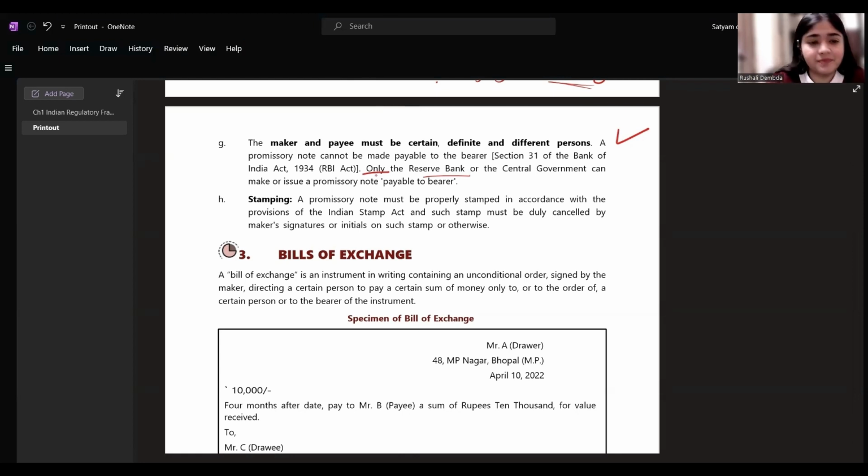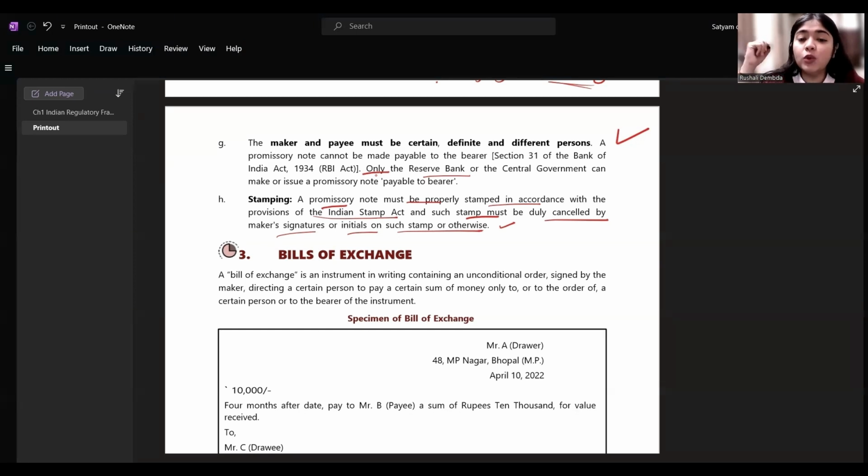Okay. Stamping. A promissory note must be properly stamped in accordance with the provisions of the Indian Stamp Act, and such stamp must be duly cancelled by the maker's signature or initials on such stamp or otherwise. What they have said is that this should be signed and stamped also. We saw that it should be signed, so along with this, a promissory note must be properly stamped also. As per the Indian Stamp Act, whatever provisions are there, it should be stamped in that manner.